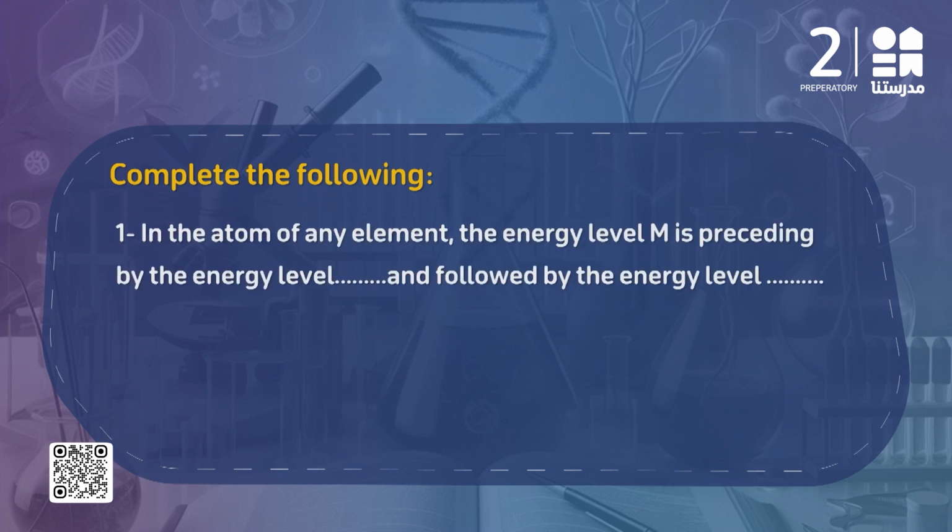Complete the following statements. In the atom of any element, the energy level M is preceded by the energy level what and followed by the energy level what. زي ما احنا عارفين إنه for energy levels, each energy level has a certain letter starting from K, L, M, N, O, P till Q. يبقى بعد energy level M بيجي L وبعد L بيجي N.